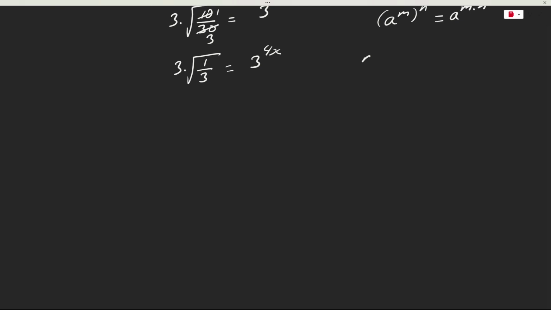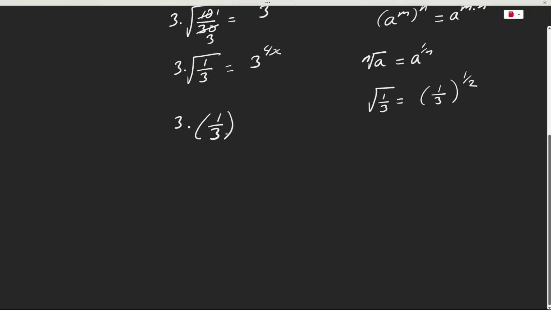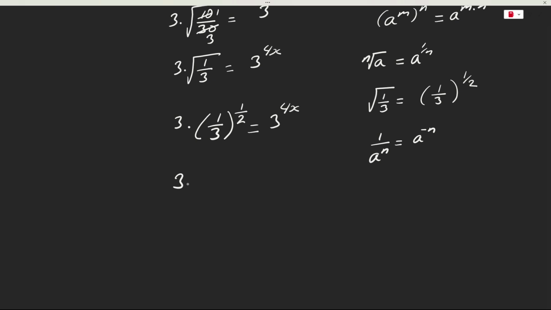Now using the exponential rule, nth root of a equals a raised to the power 1/n. We can write √(1/3) as (1/3) raised to the power 1/2. So we can write this as 3 times (1/3)^(1/2) equals 3^(4x). Now (1/a)^n equals a^(-n). We can write this as 3 times 3^(-1/2) equals 3^(4x).